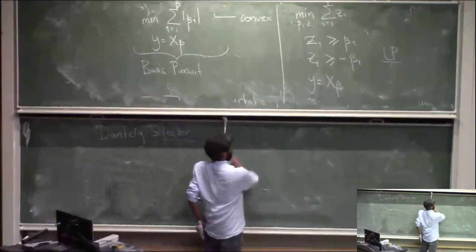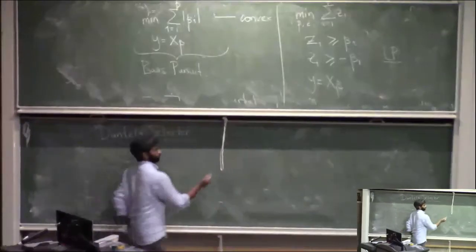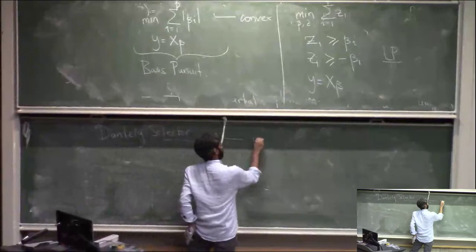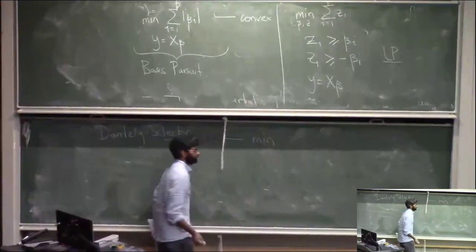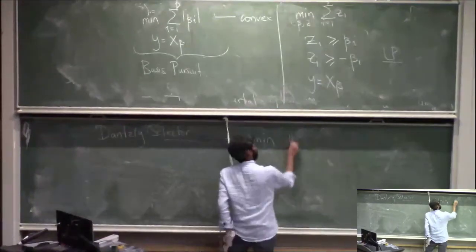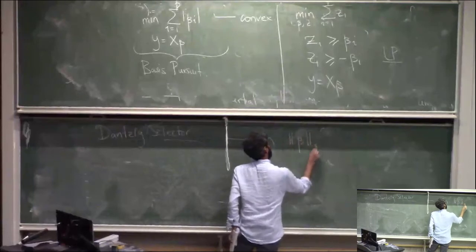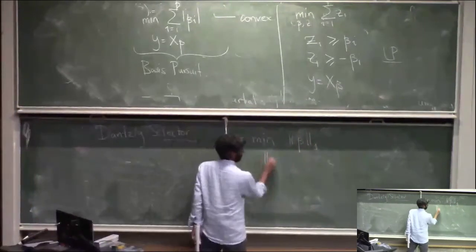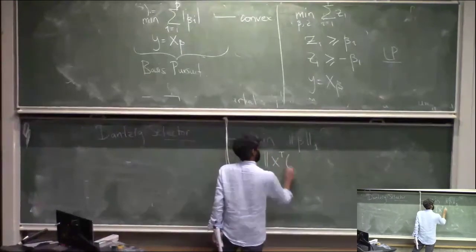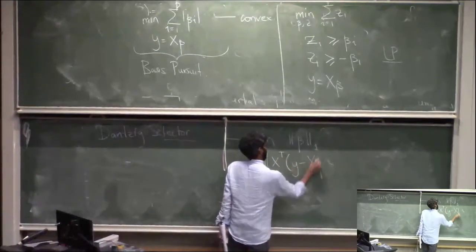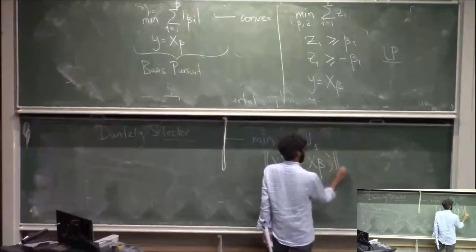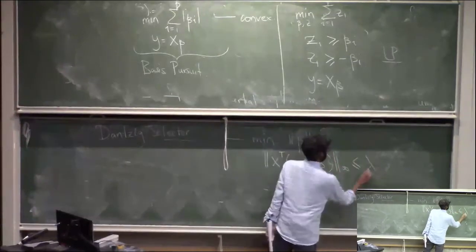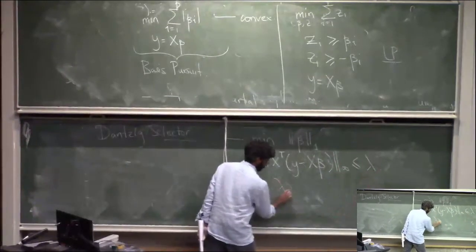So what's the way to do this? Let me just write out what this estimator is. You're going to minimize the L1 norm of beta subject to some weird looking constraint. What is that constraint? It says the L infinity norm of x transpose times (y minus x beta) should be at most lambda. And lambda is some tuning parameter.